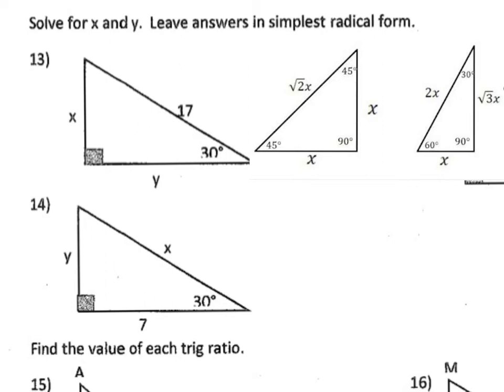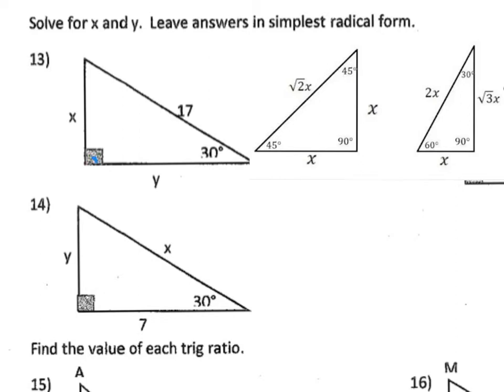Okay, so these are called either 30, 60, 90 triangles or 45, 45, 90 triangles. And notice that only one side length is given. So we can't use the Pythagorean theorem on these because we only have one of the three side lengths. So first we need to determine what kind of triangle it is based on the measurements that it gave you.